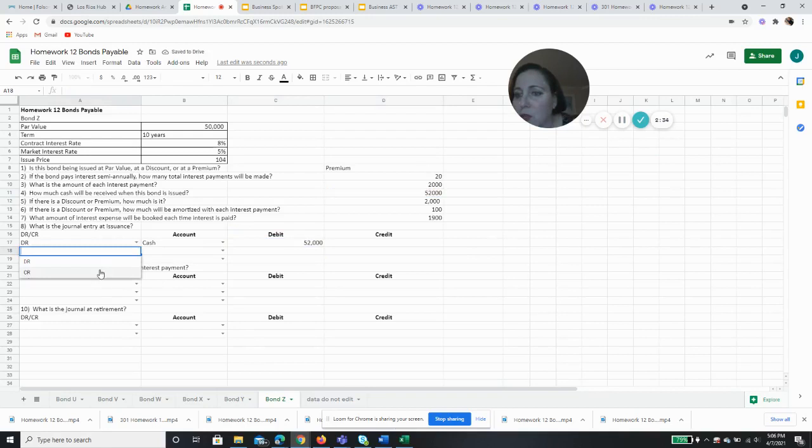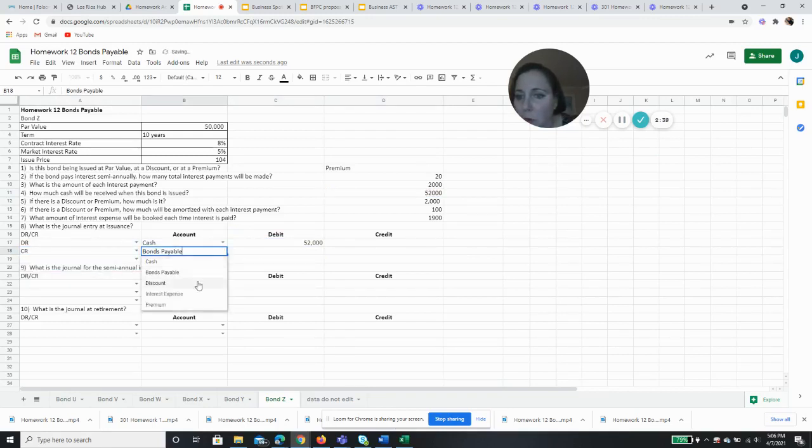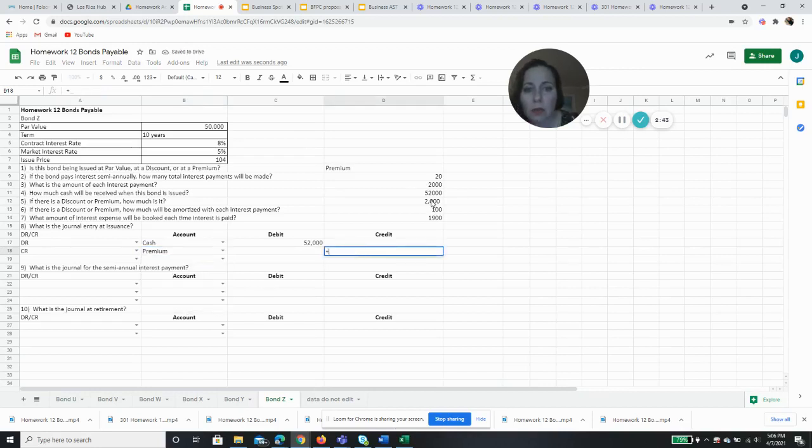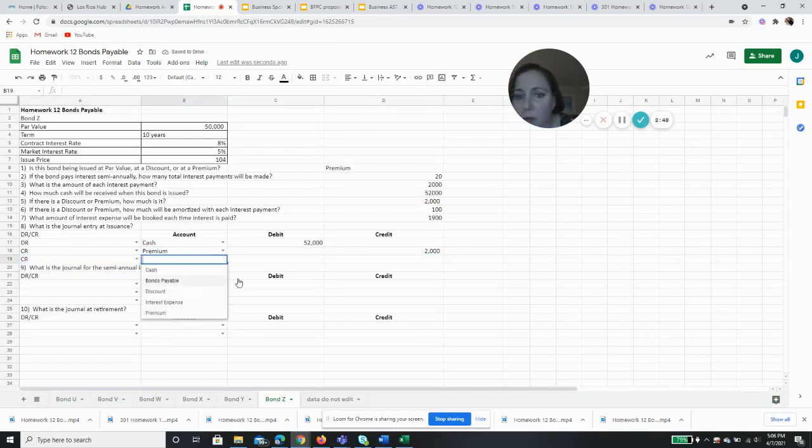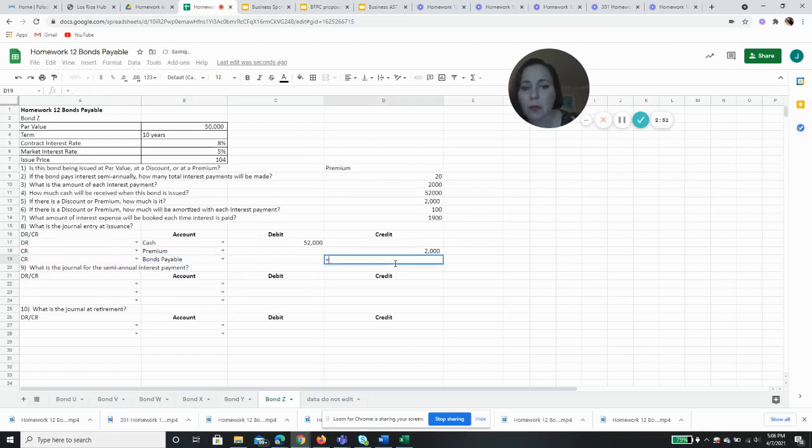Then we are going to credit our premium. Oops, wrong one. And we said our premium is $2,000. And then we are also going to credit bonds payable for par value, because we always debit and credit bonds payable at par value. We only touch bonds payable in the amount of par value. So we got total debits of $52,000, total credits of $52,000. We are happy.